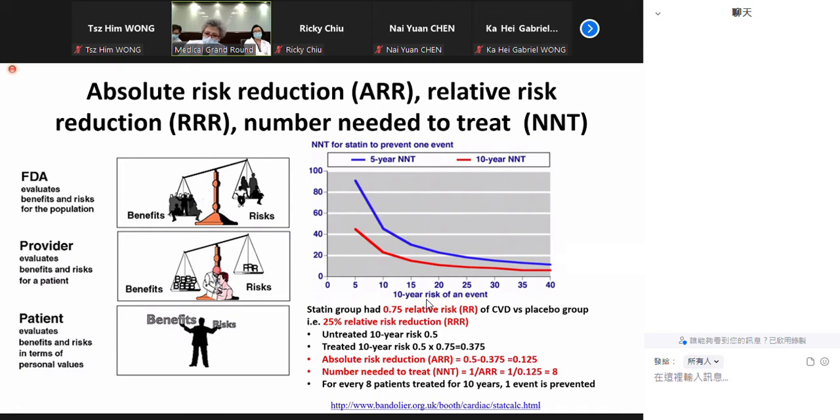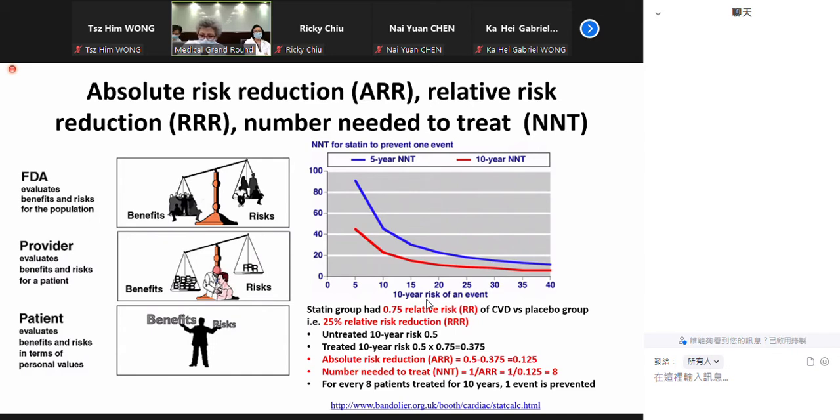So this is what we call absolute risk reduction: 0.5 minus 0.375, which is 0.125. And the number needed to treat is 1 over ARR. So in this situation, you need to treat 8 people in order to prevent one event. When you think about it, you actually have to treat 8 patients to prevent one event, so it's not just a payment for one patient from a public payer perspective.